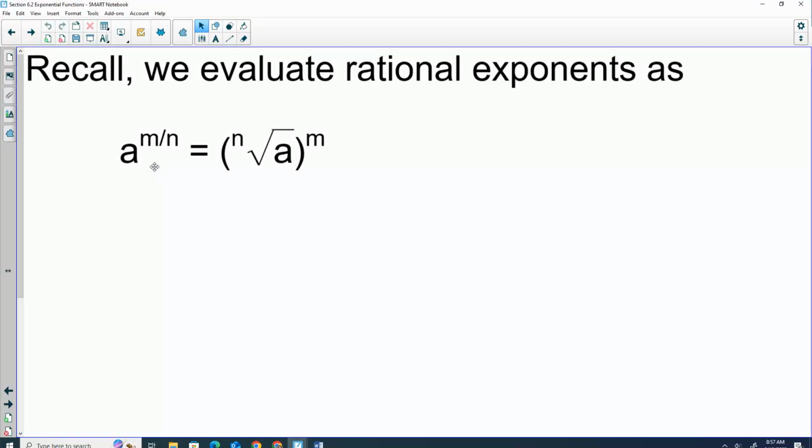We have looked at rational exponents. If your power is a fraction, you can turn that into a radical, and vice versa. If you have a radical, you can always rewrite that power as a fraction, so we've seen that before.